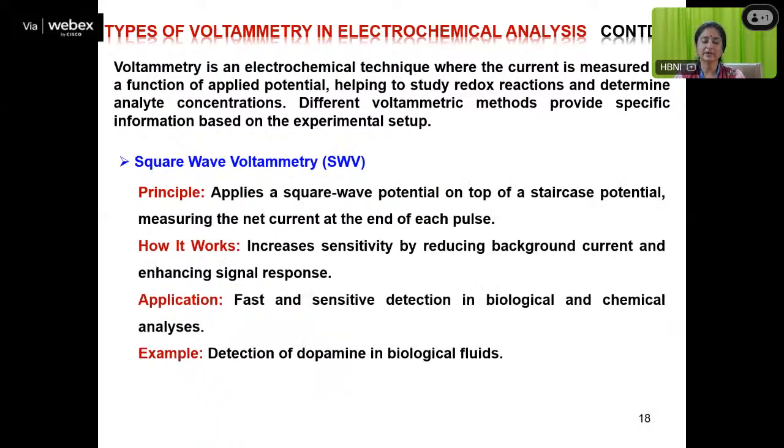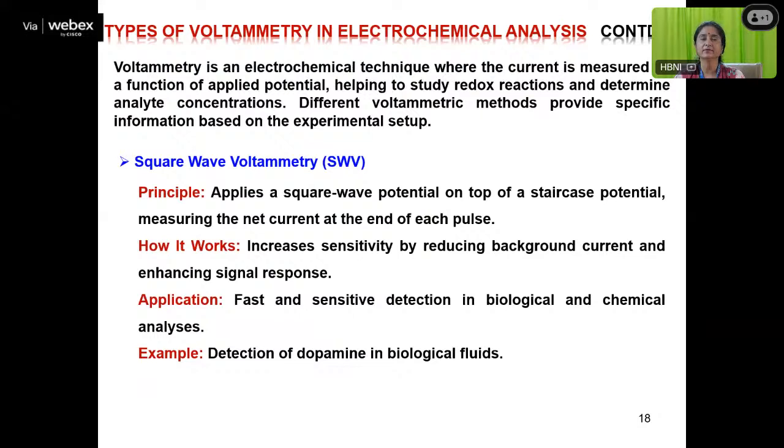What is square wave voltammetry? It applies a square wave potential on top of a staircase potential, measuring the net current at the end of each pulse. Now, how it works is that it increases sensitivity by reducing background current and enhancing the signal response. All these pictures you will get in the standard book which I gave in my first class. So this is the standard book of David, and in that you can get all these types of pictures.